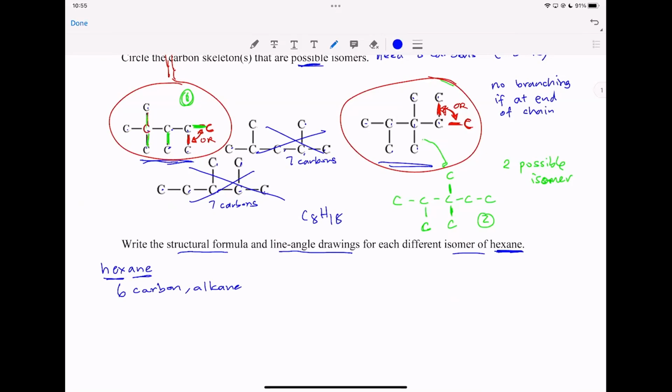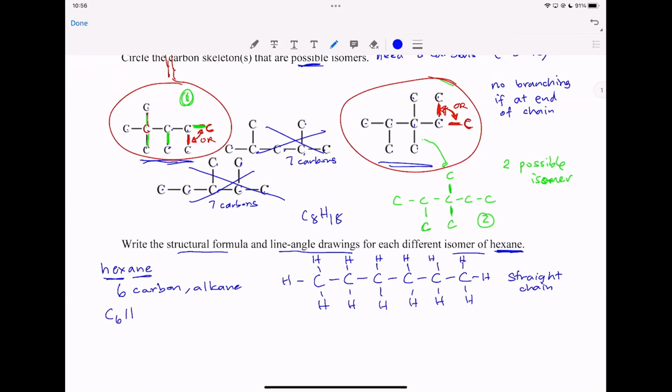So that means when you're drawing 6 carbons with all single bonds, 1, 2, 3, 4, 5, 6, this would be the straight chain version. You just draw all those carbons straight across. Okay, so then we're going to add all of those, making sure that every carbon has 4 bonds and each of these lines connects to a hydrogen. So add hydrogens, and this would be the straight chain version of hexane. Okay, so this is C6H14 when you count all those hydrogens.